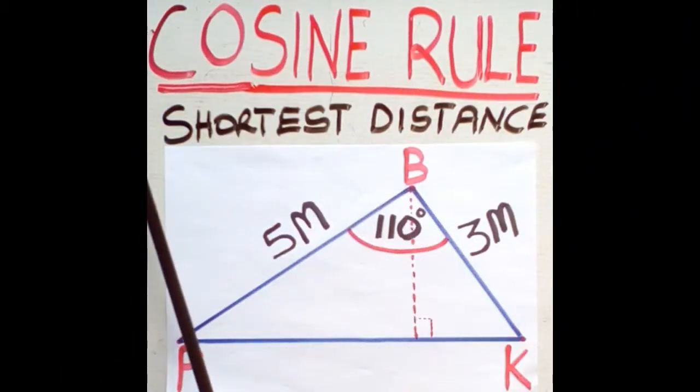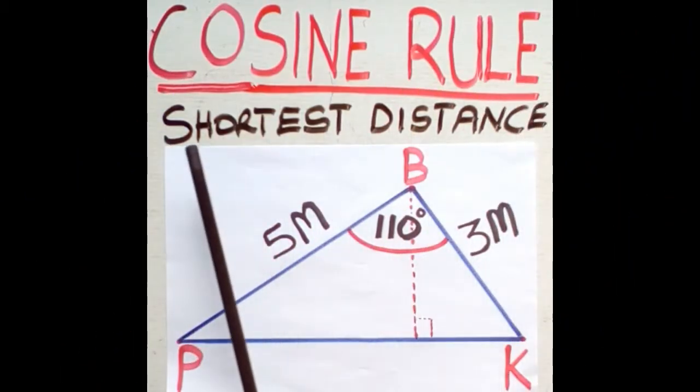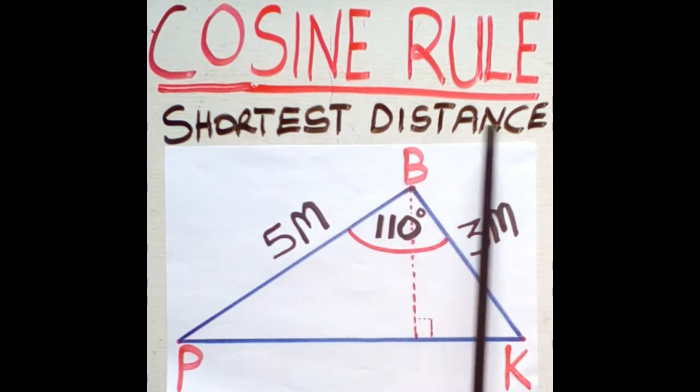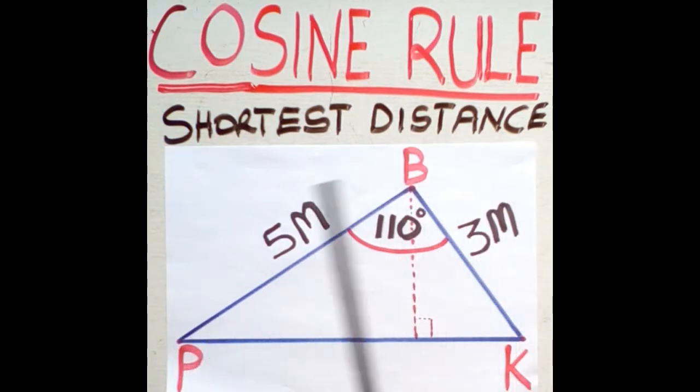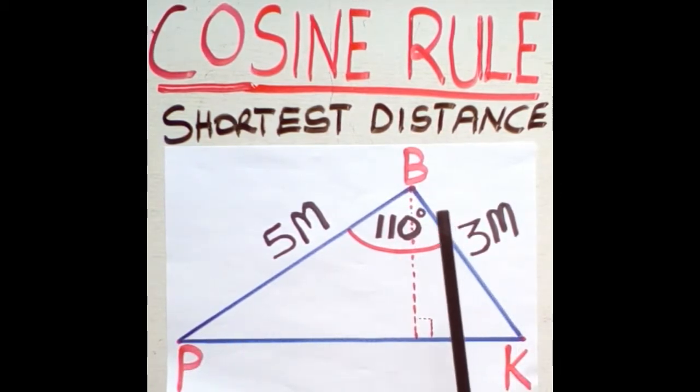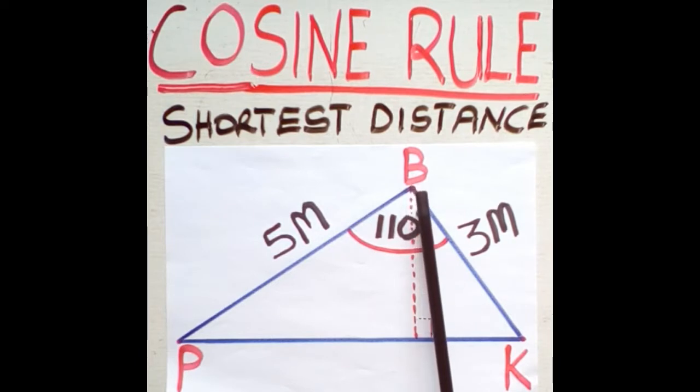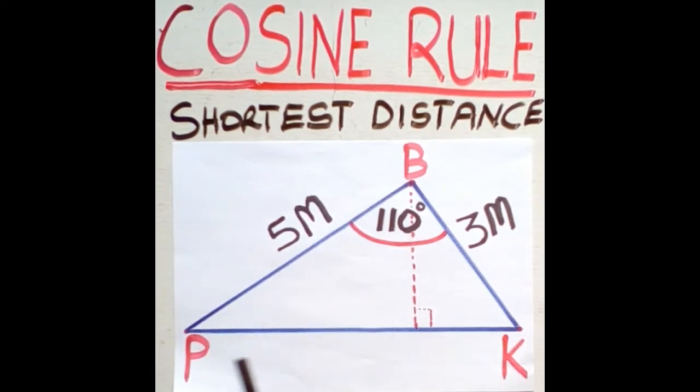On the solving board today, we are dealing with the cosine rule, and the question is to find the shortest distance. The shortest distance we are talking about is the distance from point B to the line PK. That shortest distance is going to form a right angle with PK, of which PK is going to be the base. So how do we do that? First of all, find the distance PK. How do you do that? You use the cosine rule.